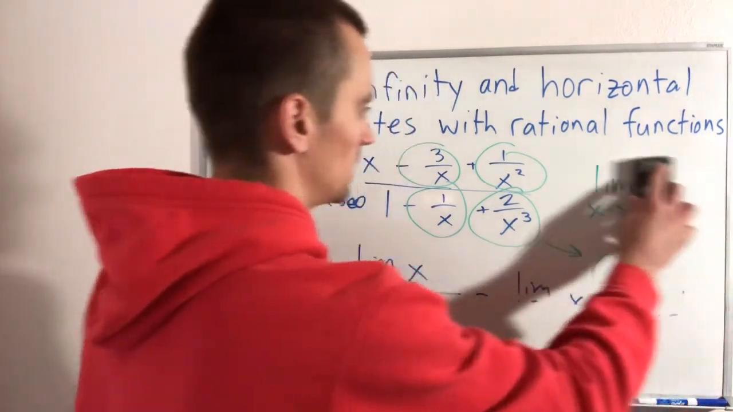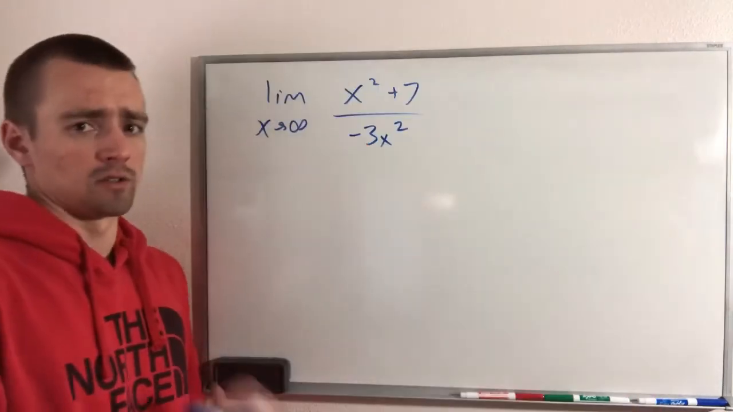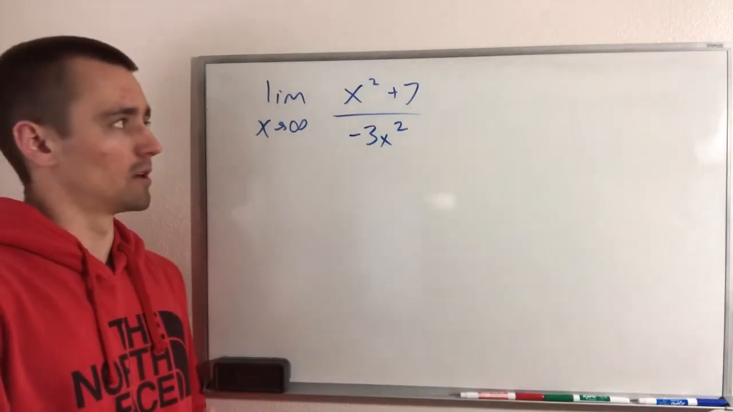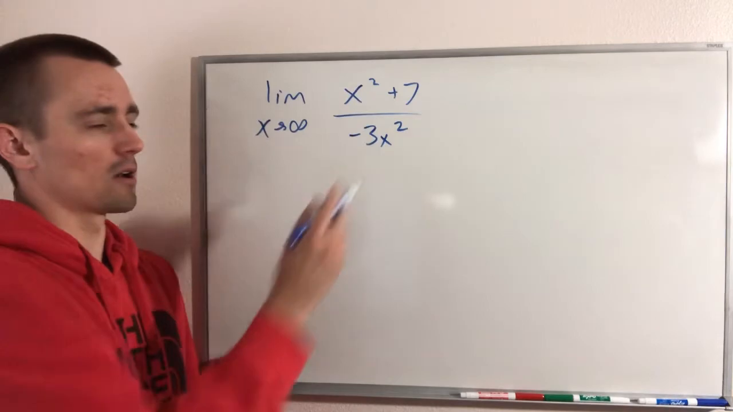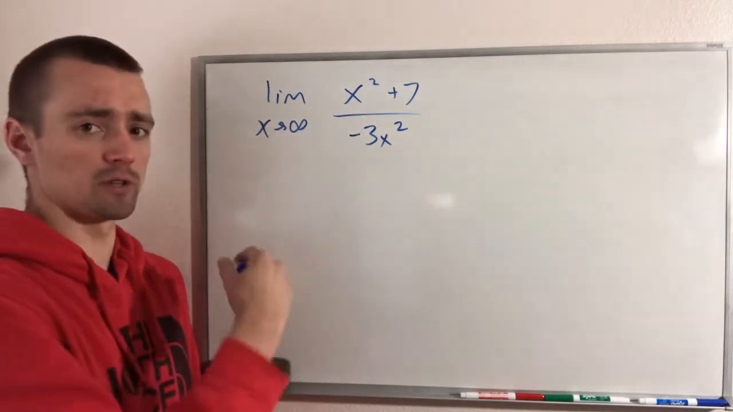The next category is if the degree on the numerator and the denominator are the same. So this is the next category that we'll end up with, right? The degree on the top and the bottom is 2 in both cases because the highest power that x is being raised to is 2.